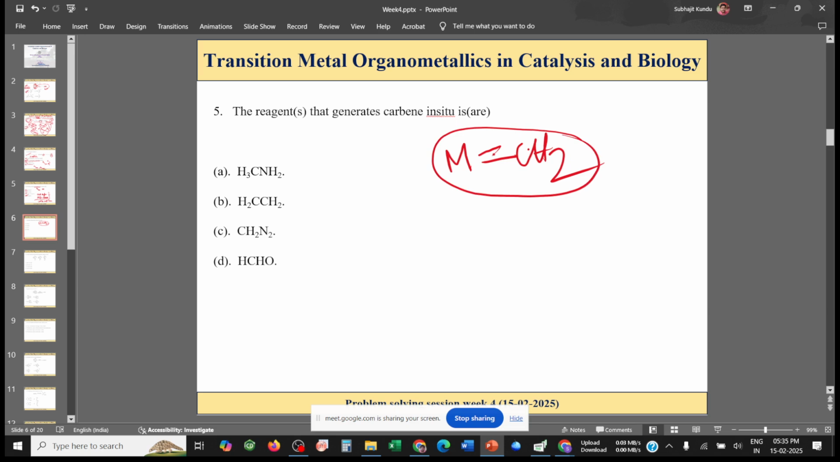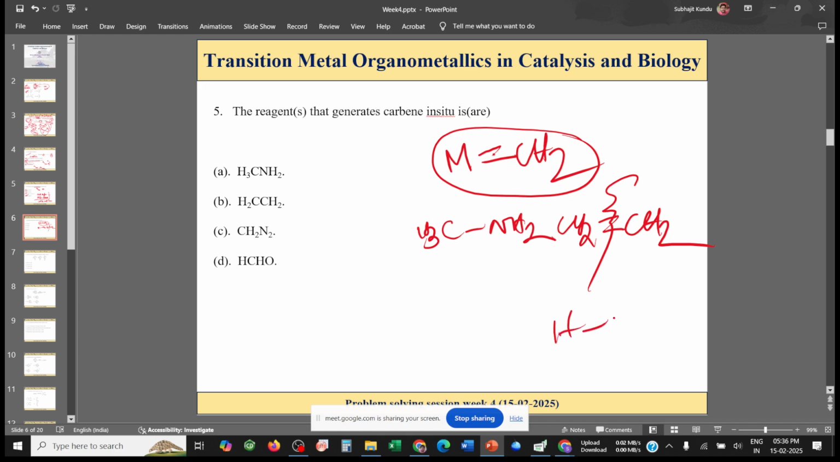Now CH2 we have to generate. So the first option is CH3NH2, that is methylamine. This methylamine generation is not possible. Another is CH2=CH2. Also breaking the ethylene bond is difficult. The last one is HC=O with H, that is formaldehyde. In formaldehyde also, breaking this bond is difficult.